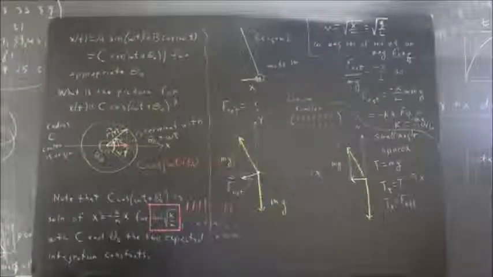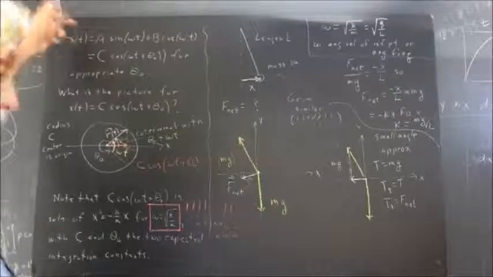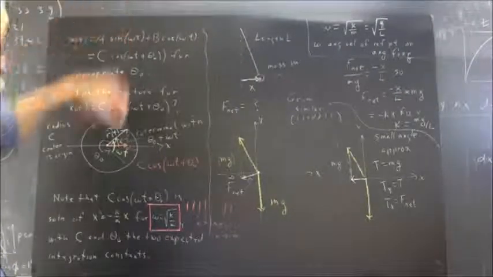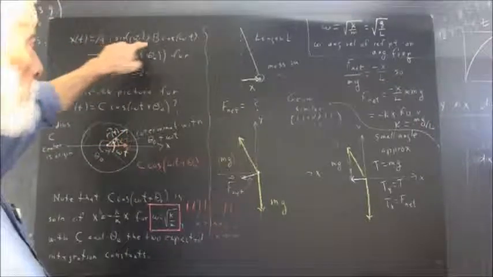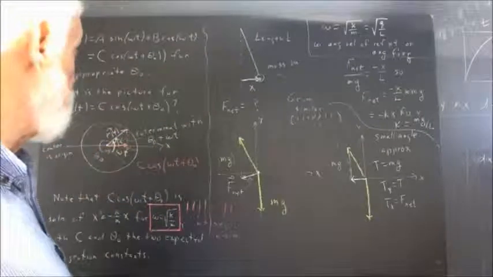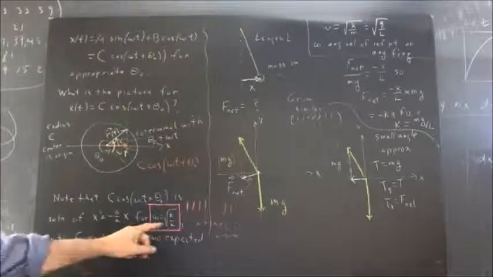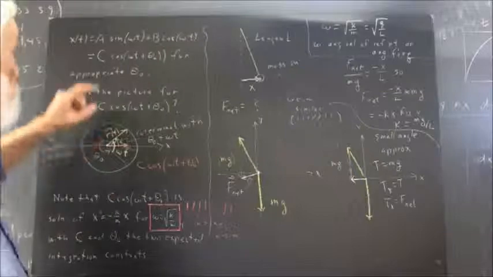Now, in general, our solution to the equation we started with, F net equals negative kx, comes out with the x of t function a sine of omega t plus b cosine of omega t, where omega equals the square root of k over m, which I've written again down here as something very, very important. We'll talk more about that.